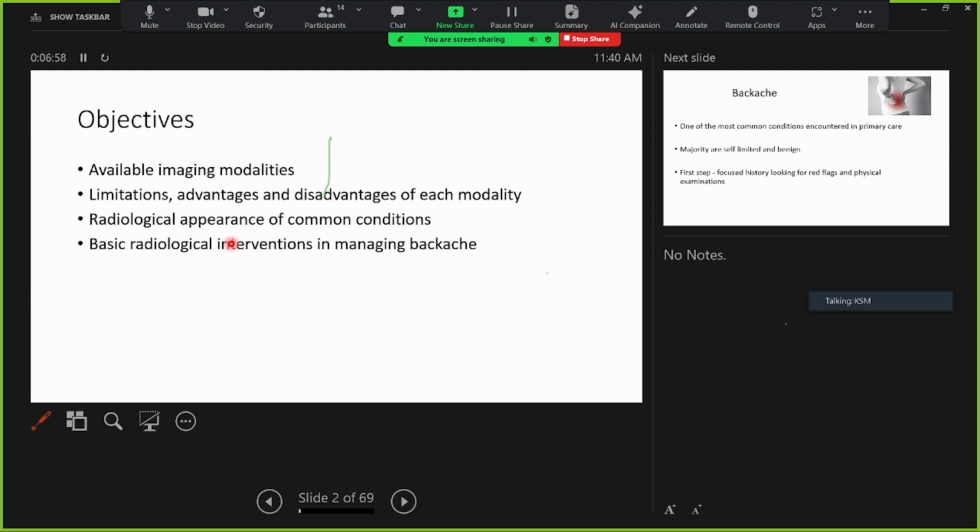So in the lecture, I would like to cover the available imaging modalities, limitations, advantages, disadvantages of each modality, and the appearance of imaging modalities in the common condition, and finally the basic radiological interventions in managing backache and diagnosing backache.